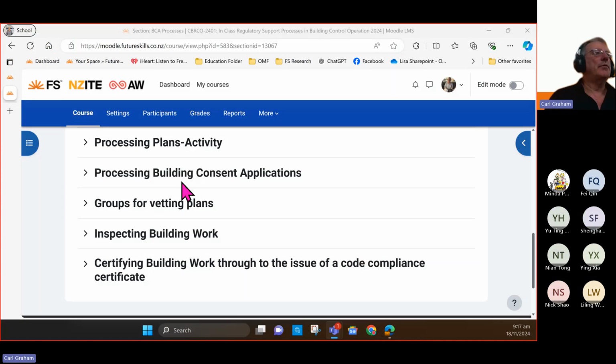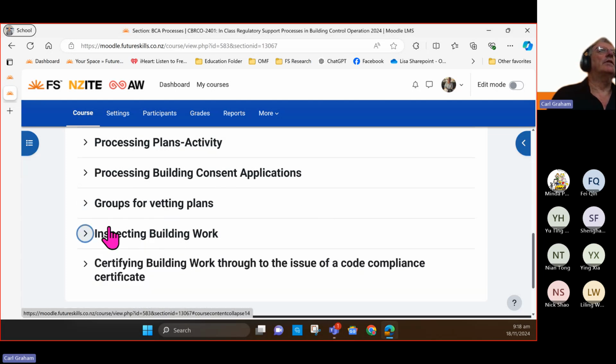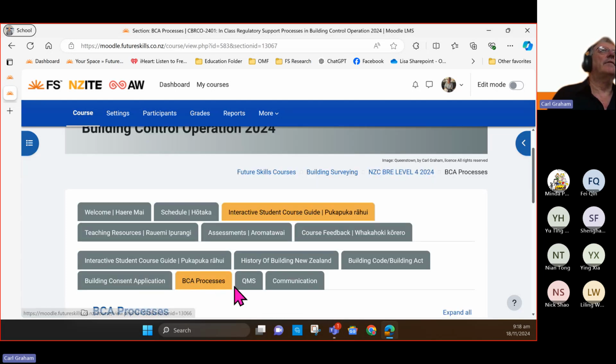Course, inspections and the certification of work. So I'm not going to put any emphasis today on the processing, but let's have a little look. What I'd like to do first is just have a look at the interactive course guide.